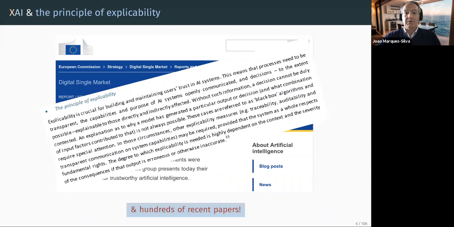And further to all of this, there are hundreds of recent papers. So over the last 2 years, there are literally hundreds of papers on XAI.